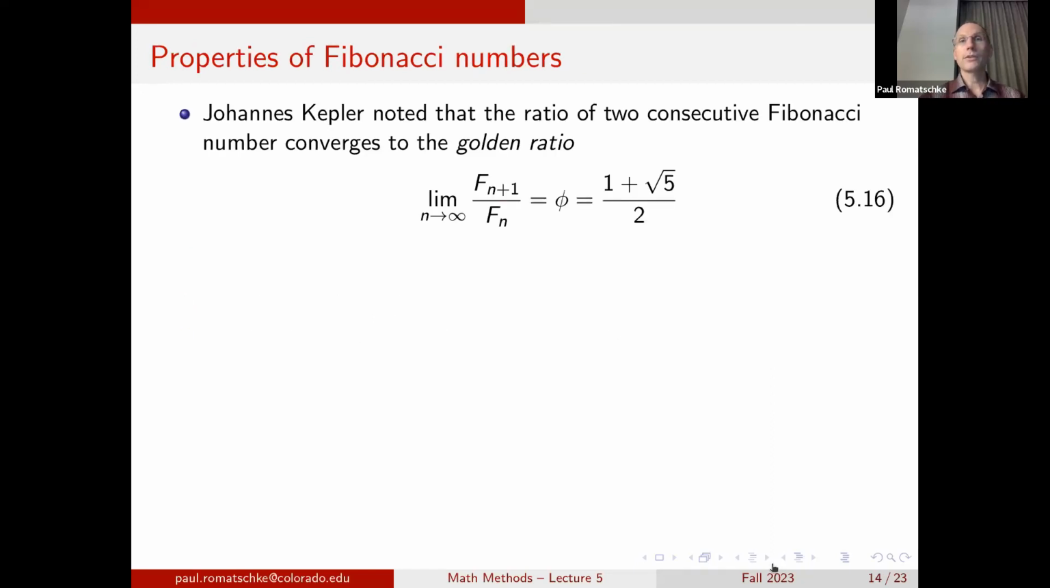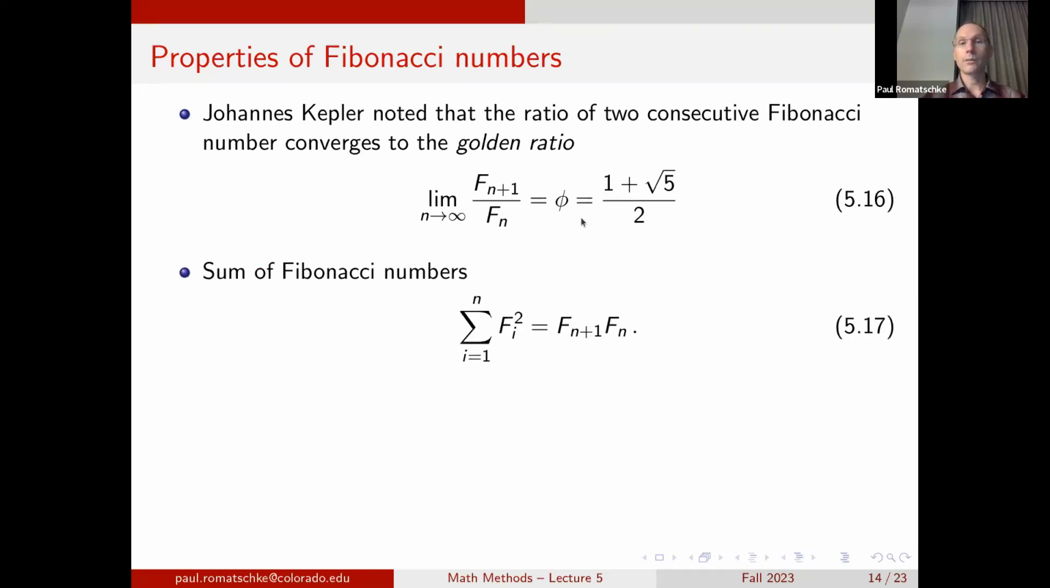The Fibonacci numbers have fascinated physicists and mathematicians for centuries. In particular, Johannes Kepler noted that the ratio of two consecutive Fibonacci numbers converges to the golden ratio, which itself has had an important meaning since the ancient Greek mathematicians. So if we take F_{n+1} over F_n, and we take n to be very, very large, this ratio converges to the golden ratio, which is denoted as phi here, 1 plus square root of 5 over 2.